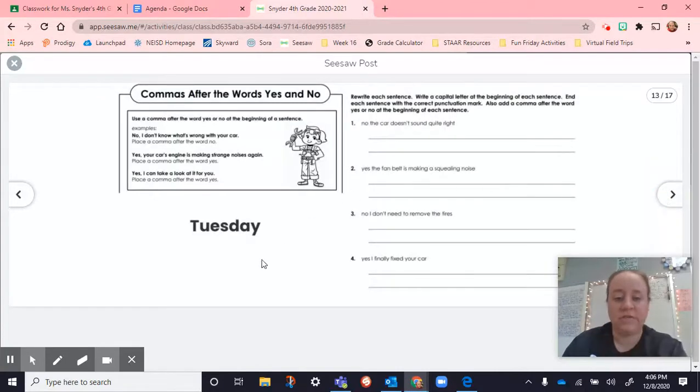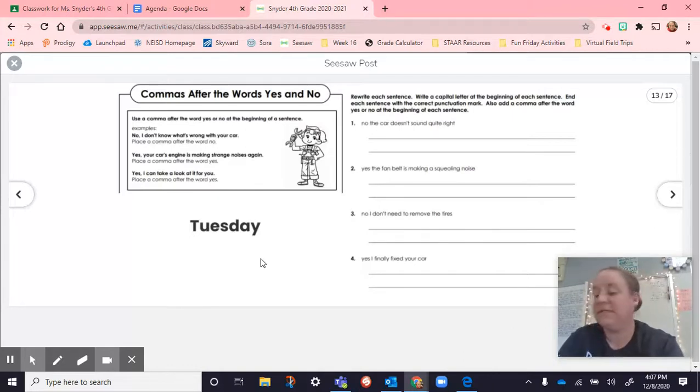All right, so for Tuesday, we kept looking at these interjections, and on this one, these are with yeses and nos. So with these, you use a comma after the word yes or no at the beginning of a sentence. So there's 3 examples. No, comma, I don't know what's wrong with your car. Yes, comma, your car's engine is making strange noises again. Yes, comma, I can take a look at it for you.